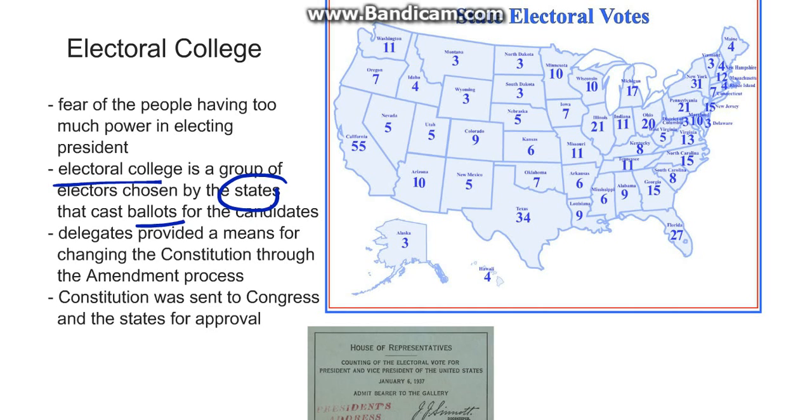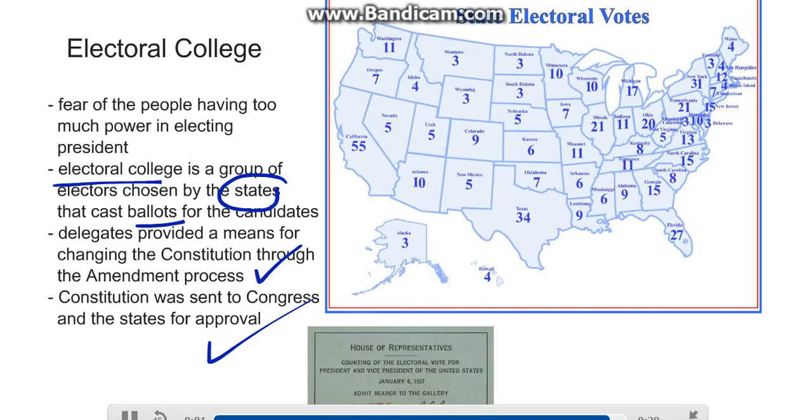The delegates provided a means for changing the Constitution also through the amendment process. The Constitution was sent to the Congress and the states for approval. Each state has a certain number of electoral votes, pictured here on this map. We will discuss the process for the Electoral College in more depth in class.